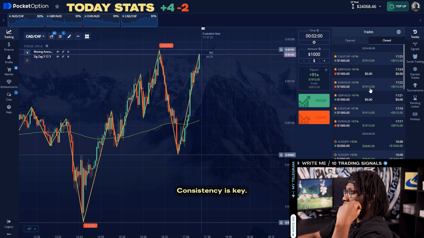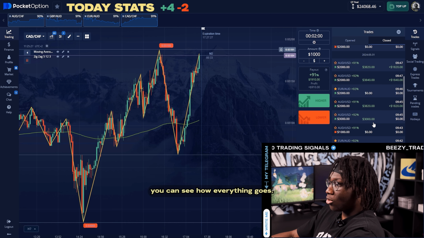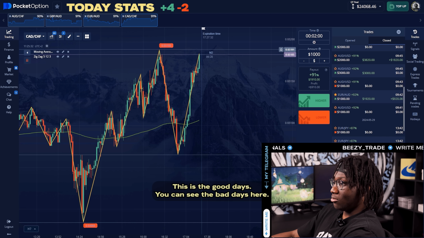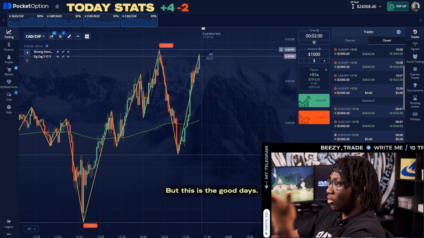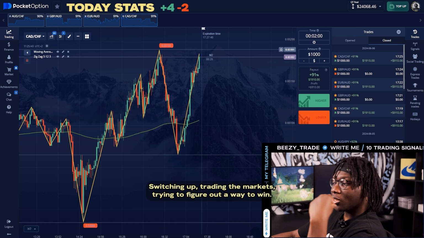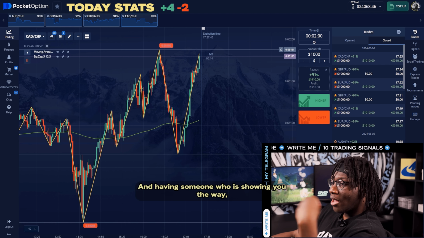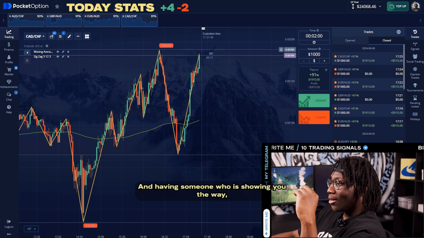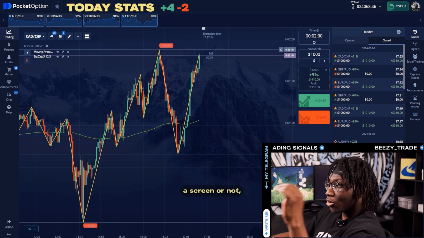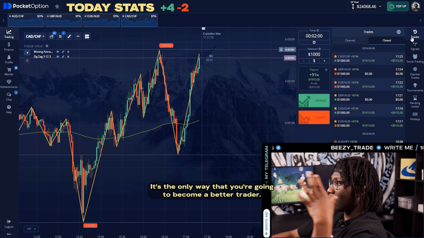Consistency is key. Doing this every day, you guys can see my journey. You can see how everything goes, and I can show you. This is the good days. You can see the bad days here. That is ridiculous. But this is the good days. Switching up, trading the markets, trying to figure out a way to win. You guys can all understand that it can be really difficult, and having someone who's showing you the real way, not hiding behind a screen or trying to show you that you can only win, is the only way you're going to become a better trader.